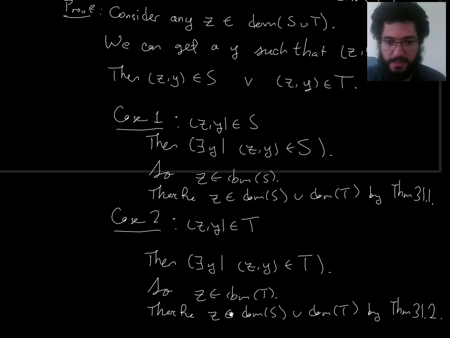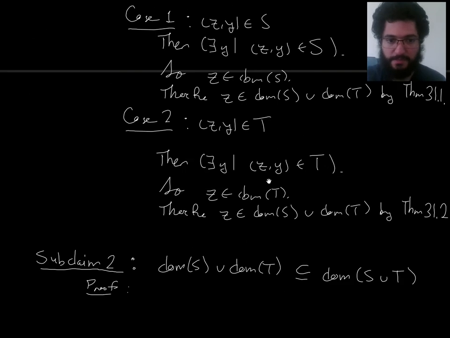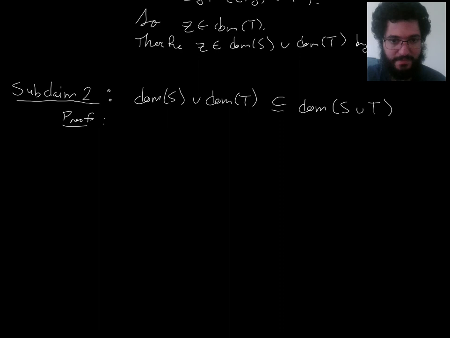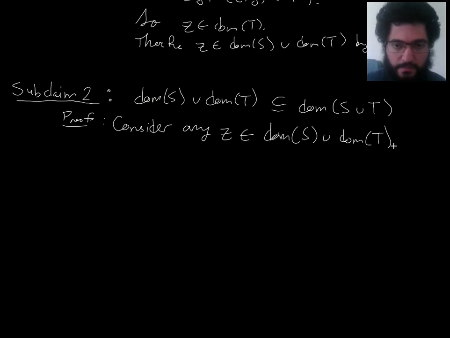Great, so in both cases I reached my ultimate goal of z being in there. Now let's look at subclaim 2, the other inclusion. So consider any z in the left-hand side. So I have something in a union. By the definition of union, that means either z is in there or z is in there.